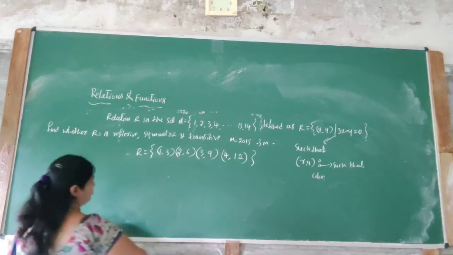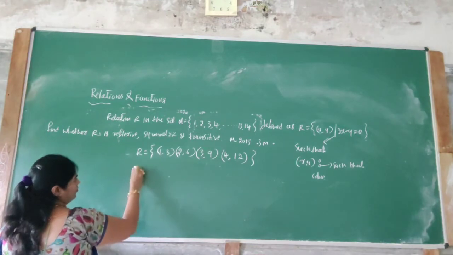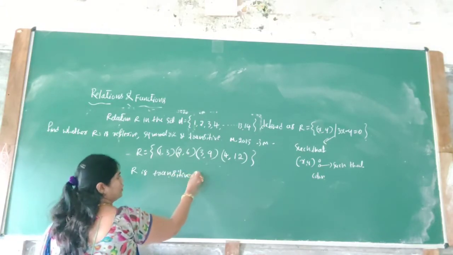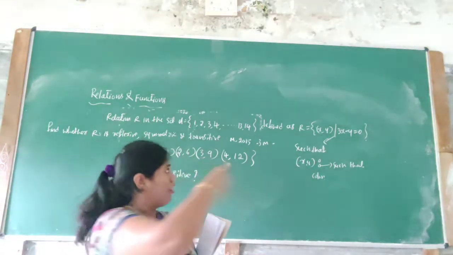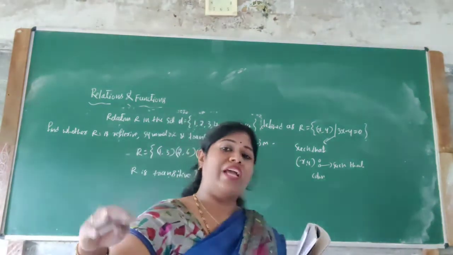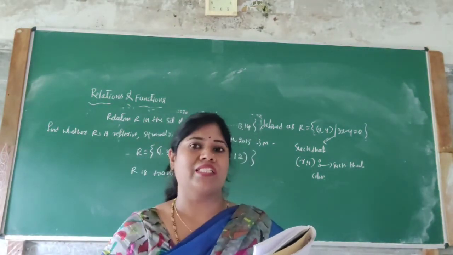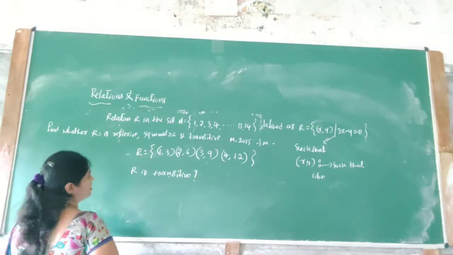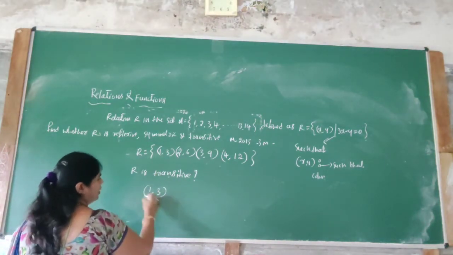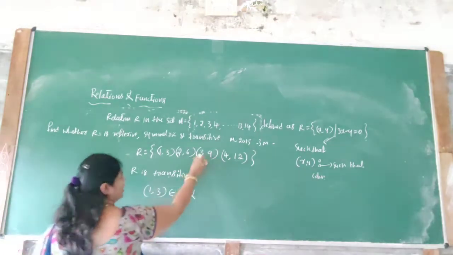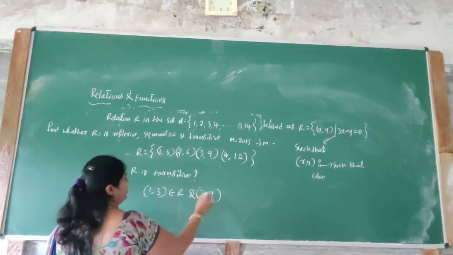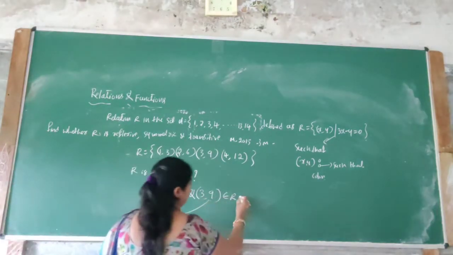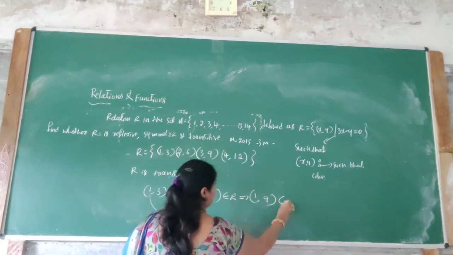What we have to check? R is transitive. For transitive, we have to check if (x, y) belongs to R and (y, z) also belongs to R, implies (x, z) should also belong to R. We have to check like this. Is R transitive? For example, (1,3) belongs to R and (3,9). If I take this, (3,9) belongs to R. Then what we have to write? This (1,9) should also belong to R.